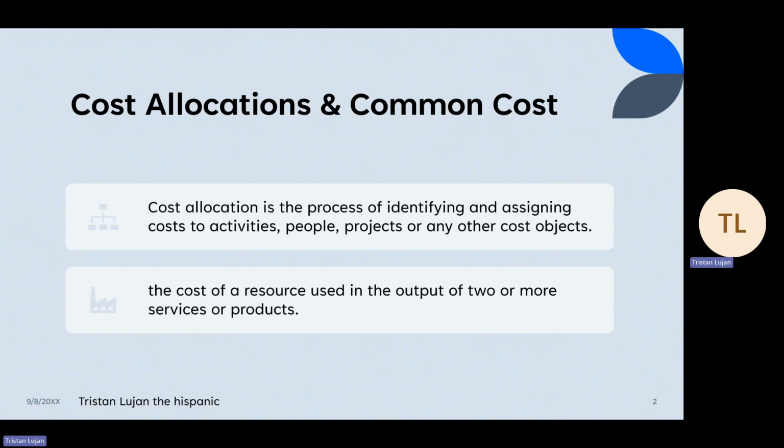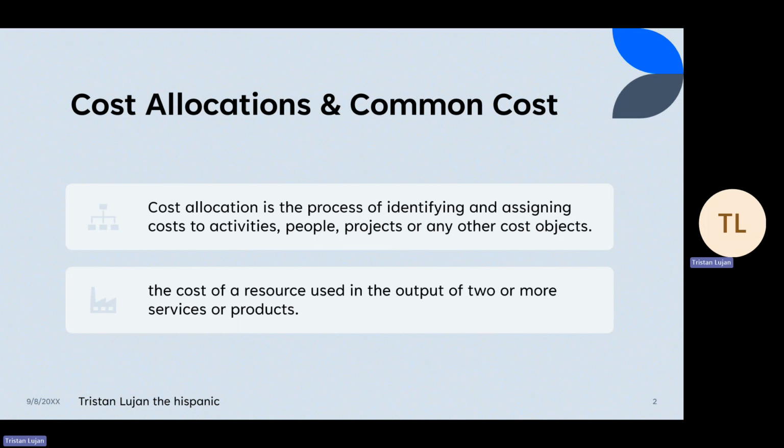Does anybody know what common cost is? Well, I'm here to tell you if you don't. Common cost is the cost of a resource used in an output of two or more services or products. These common costs may pertain to periods of time, individual responsibilities, sales territories, and classes of customers.